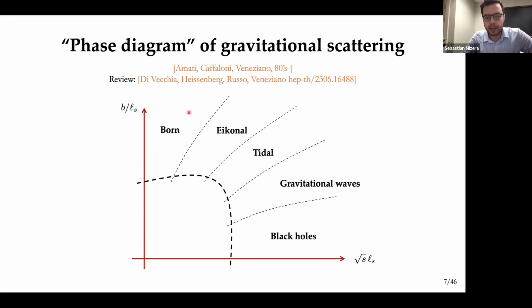Then you can ask what happens as you start decreasing the impact parameter. From the Born regime, you explore the so-called eikonal approximation. Eikonal is the one in which you don't exchange just one graviton, but an infinite number of gravitons, in crossed-ladder diagrams. And as you keep decreasing the impact parameter, you find contributions from tidal excitations, and then contributions from the gravitational waves being emitted from this process. And eventually, at parametrically small impact parameters, roughly a head-on collision of two objects, we suspect that this is dominated by black hole production.